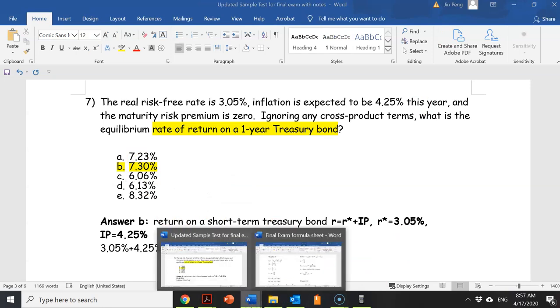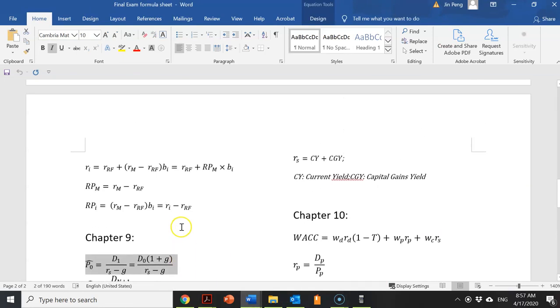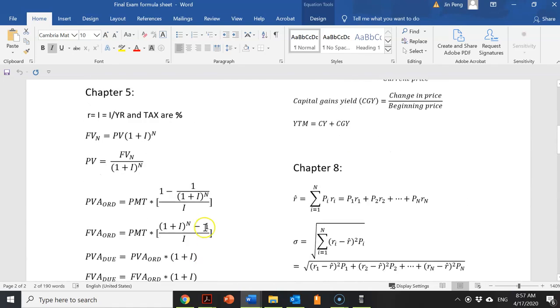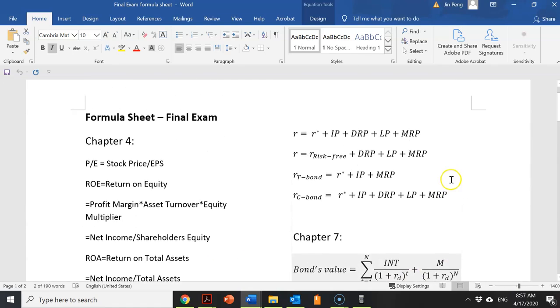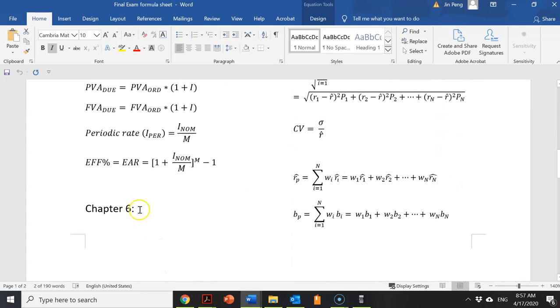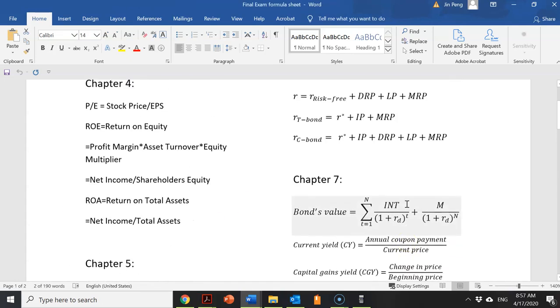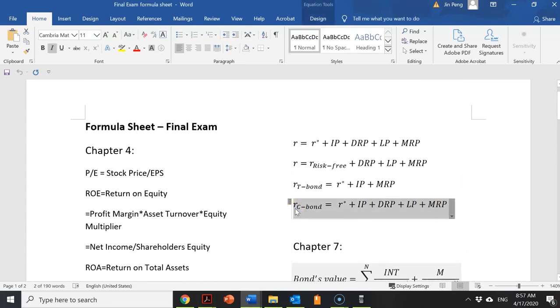You can also look at the formula sheets. The rate of return on different bonds is in chapter 6. We have the comprehensive formula of the return for a corporate bond equals R star plus IP plus DRP plus LP plus MRP. And for Treasury bonds, we don't have the default risk premium and liquidity premium. We only have R star, IP, and MRP. And for short-term bonds, Treasury or corporate, we would not have MRP here.